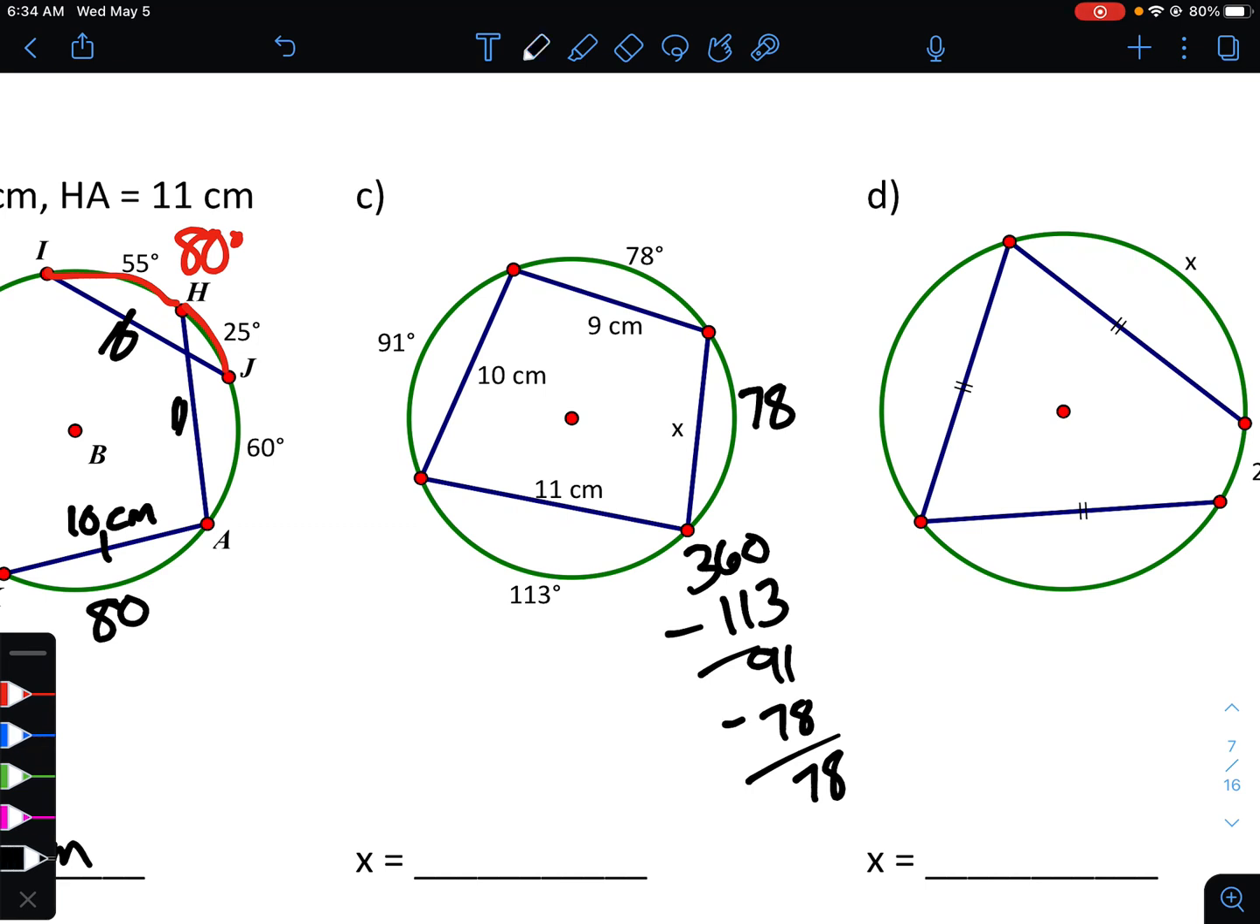So now notice that you've got your arcs that are the same. You've got 78 and 78. That means that the two chords would have to be the same. So 9 and x would have to be the same. So x would be 9 centimeters.